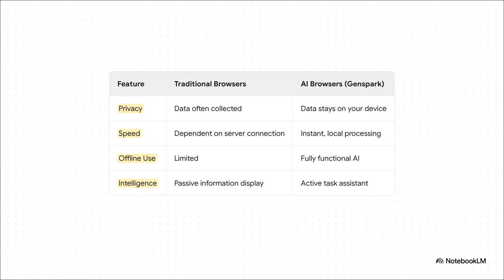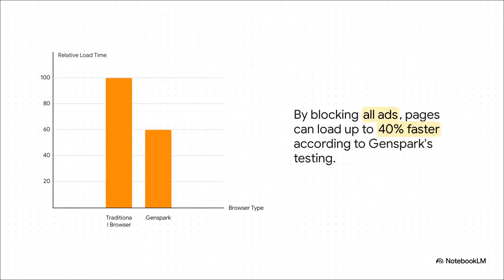So, what does this all mean for you, the person actually using the browser? Well, it's a huge shift from the old way to the new way. We're moving away from a browser that's just a passive window to view information to a browser that's an active assistant. It's an experience that really works for you, one that finally puts your privacy, your speed, and real intelligence front and center. And look, the performance benefits are real, and you can feel them. Just by blocking all those ads and trackers that slow everything down, the browser gets a serious speed boost. According to their own tests, pages can load up to 40% faster.